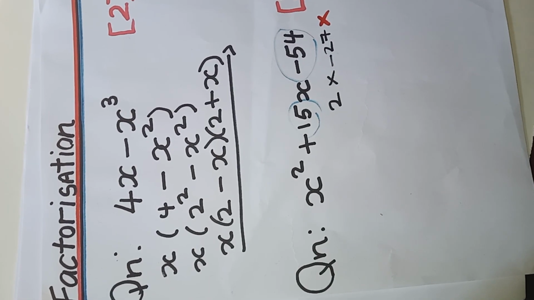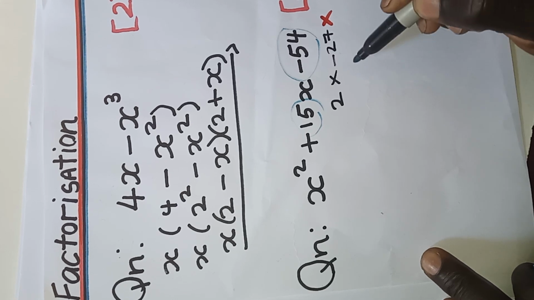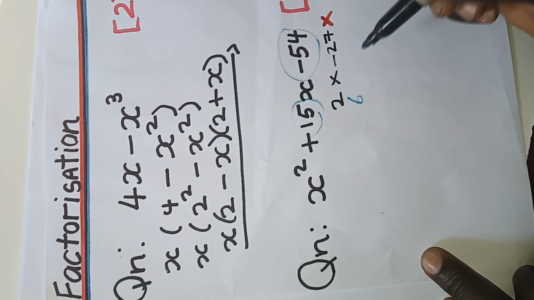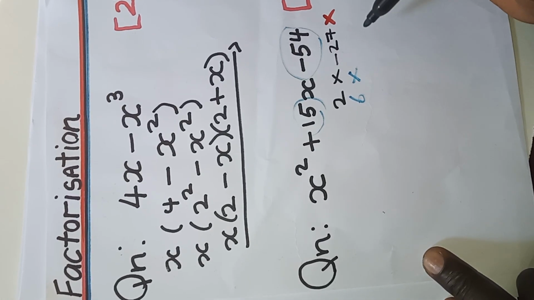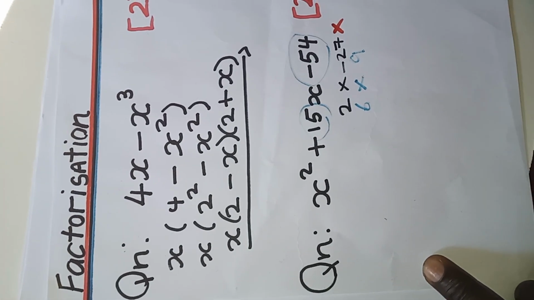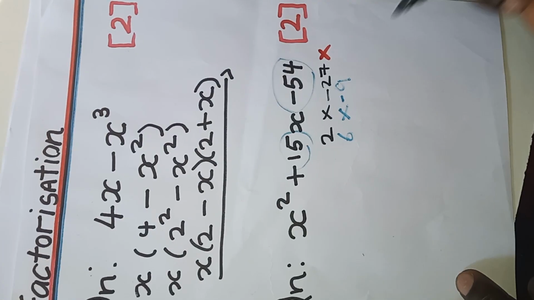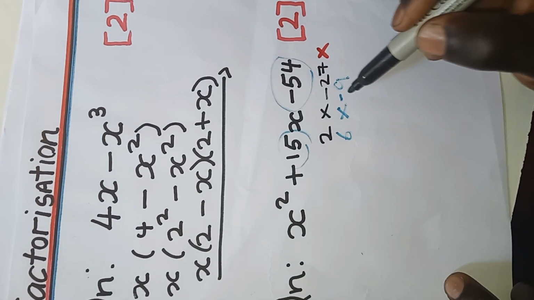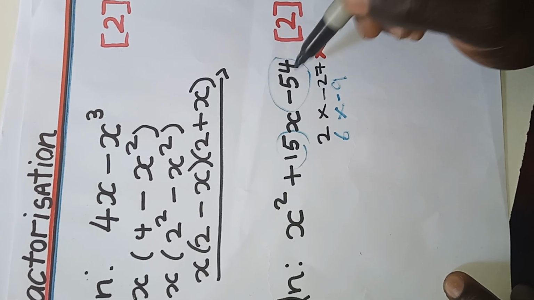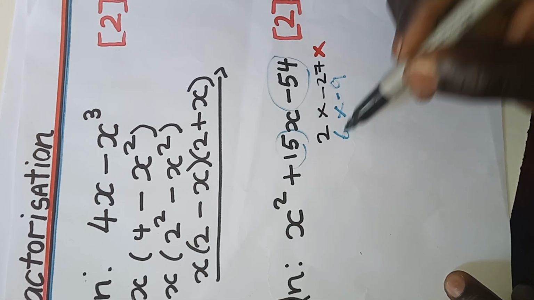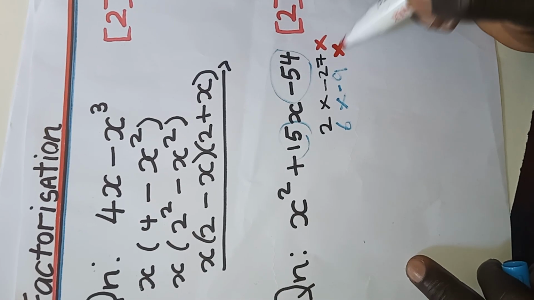The next pair of numbers that we can try is, let's try a 6 multiplied by a 9. Now, this 9 can be negative. So if we add these two numbers, you will see these numbers won't give us a plus 15, but if you multiply them, they give you a minus 54. So these two again, they are out.